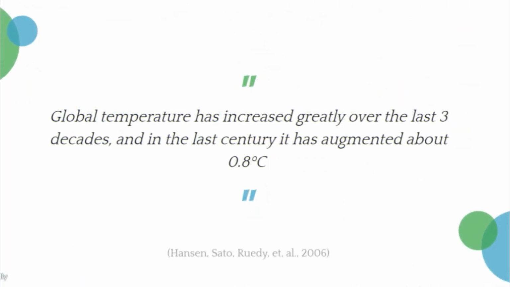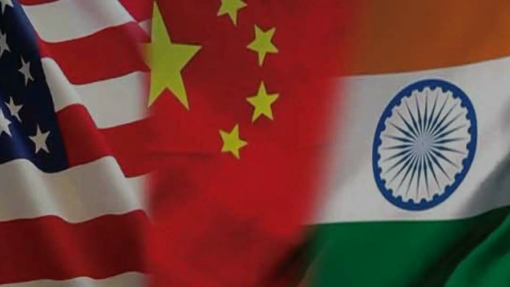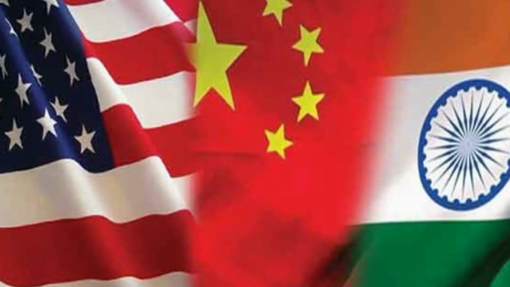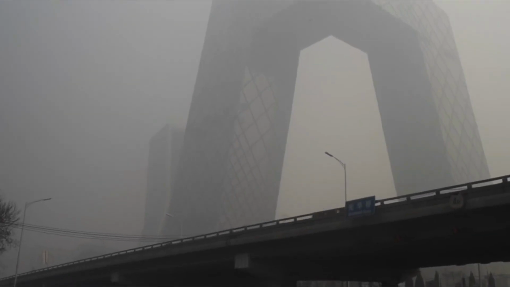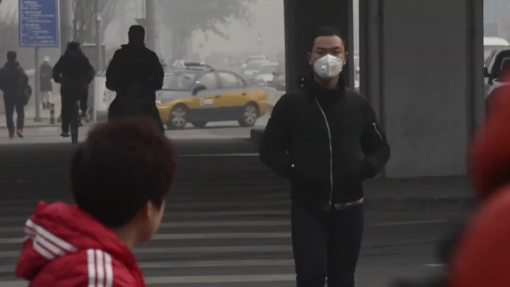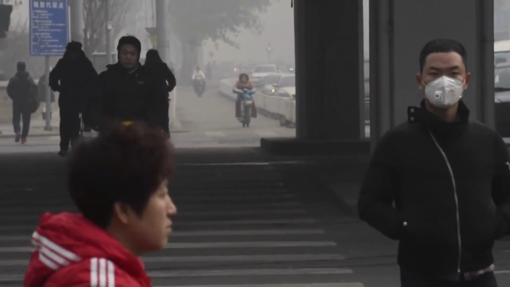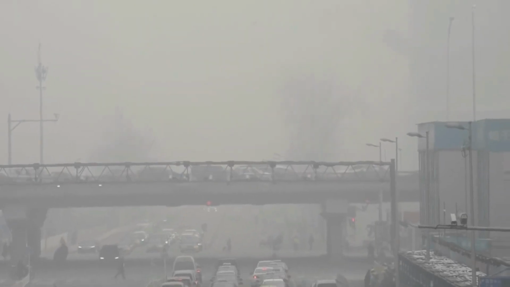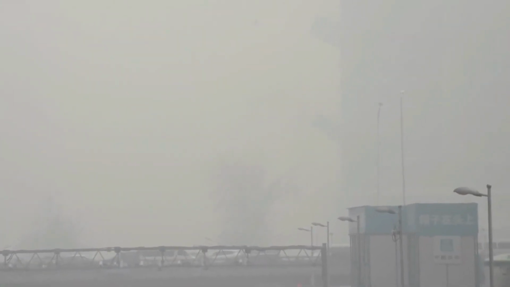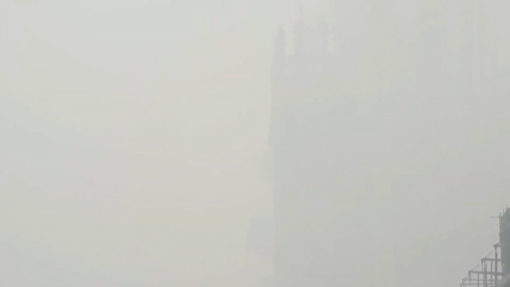Global temperature has increased greatly over the last 3 decades, and over the last century it has augmented about 0.8 degrees Celsius. India, China, and the United States have greatly contributed to the emission of greenhouse gases. These 3 countries have constantly avoided or have been reluctant to adhere to different international environmental compromises or protocols. The Kyoto Protocol and the most recent, the Paris Agreement, are the most perfect examples.